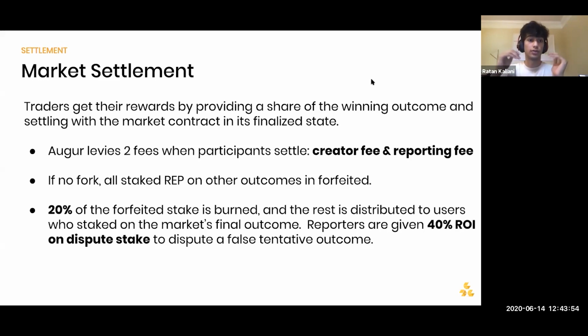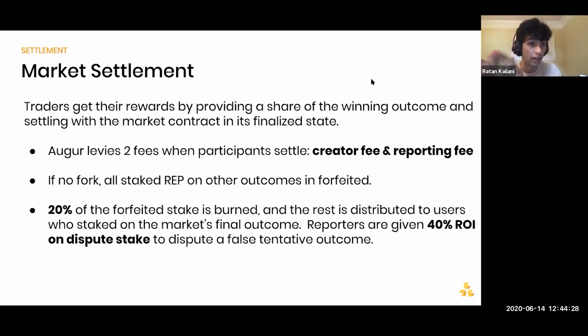Whenever you settle with the market contract, there's a creator fee and a reporting fee. The creator fee is paid to the market creator, and this is set before the market is created. Market creators are incentivized to set their fees as low as possible because people will then be more likely to bet on their market. The reporting fee is to pay the reporters, who are incentivized by this reporting fee to report the real world outcome. And these fees in general are much lower than what we see in traditional centralized markets.